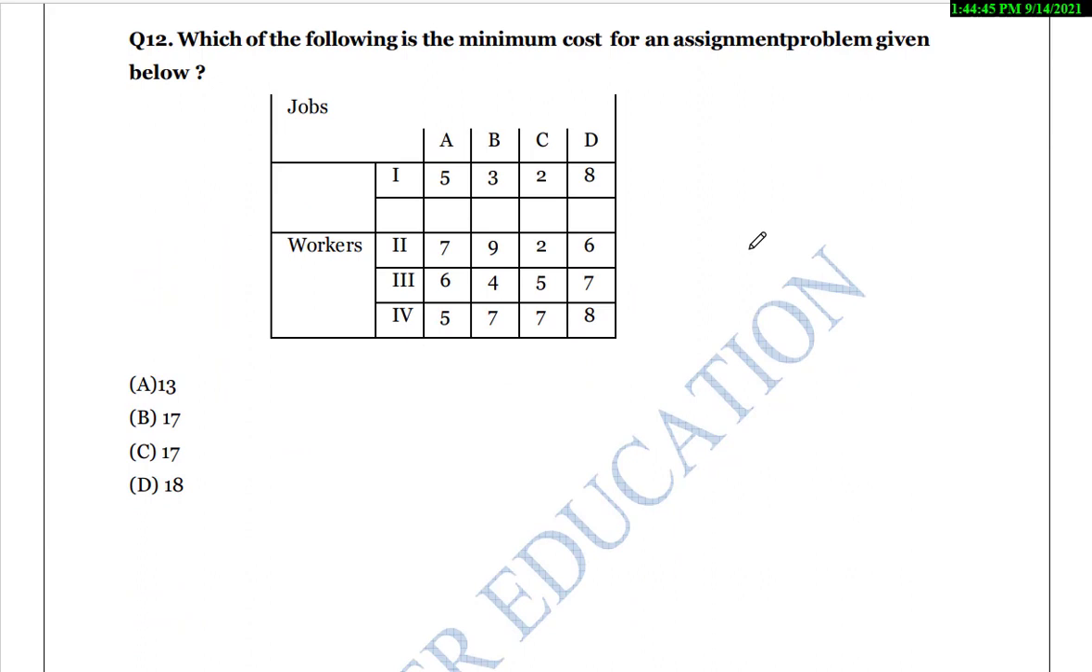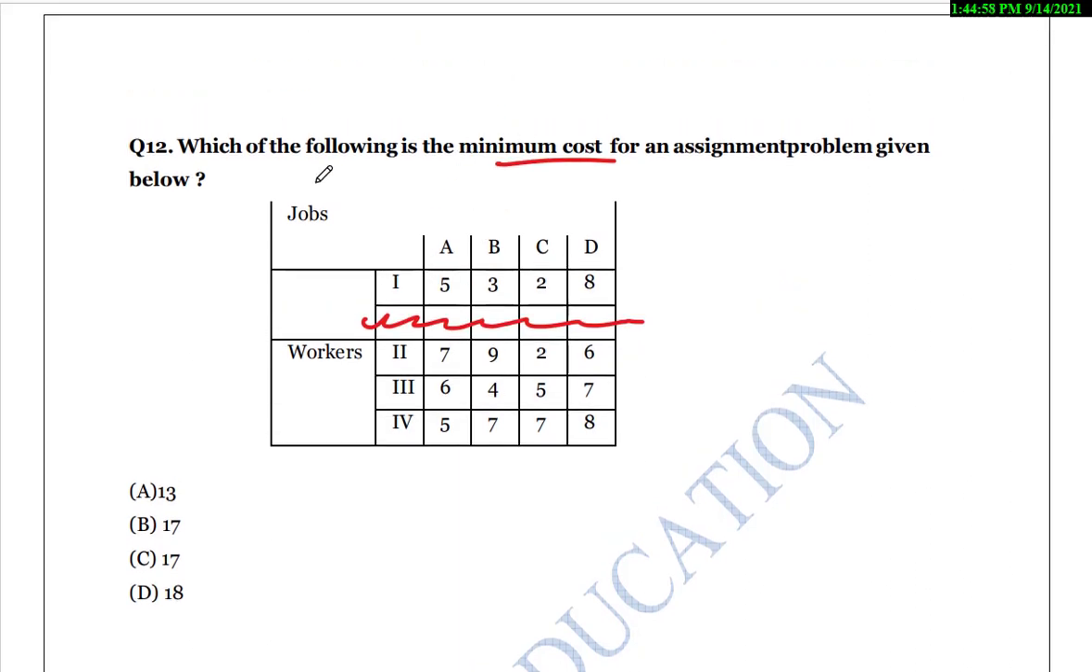The next question: which of the following is the minimum cost for the assignment problem given below? This is an easy one. For the minimum cost, you can choose the minimum value, so no need to do any subtraction. Choose the minimum value in the table, this 2 or this 2. I am choosing this 2, which means I have to remove this row and column.